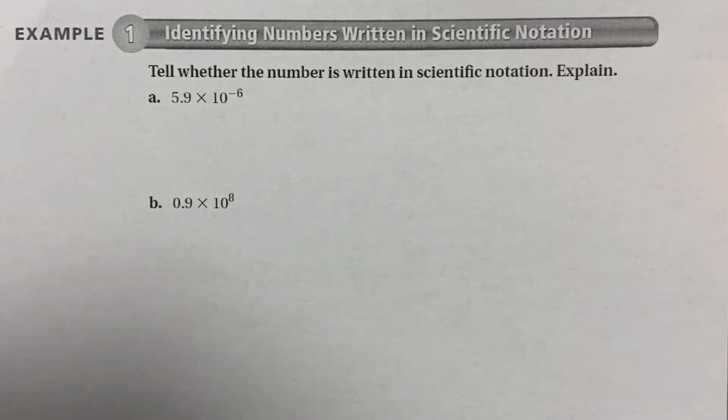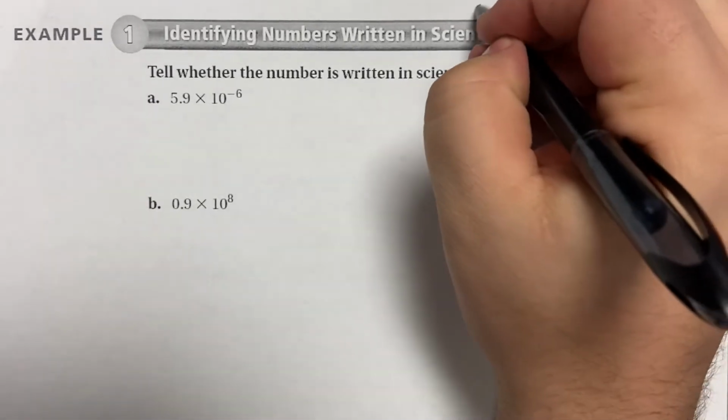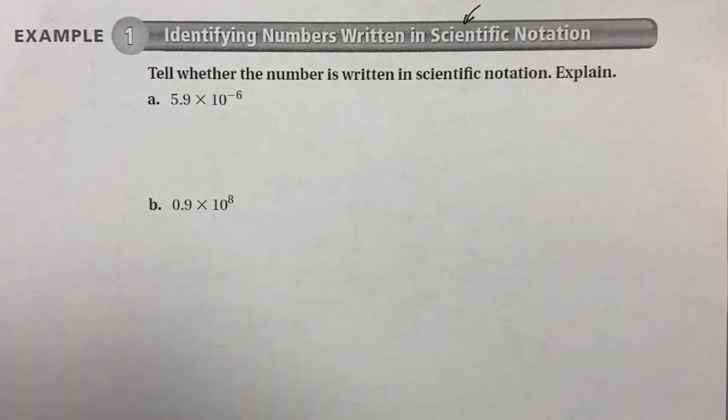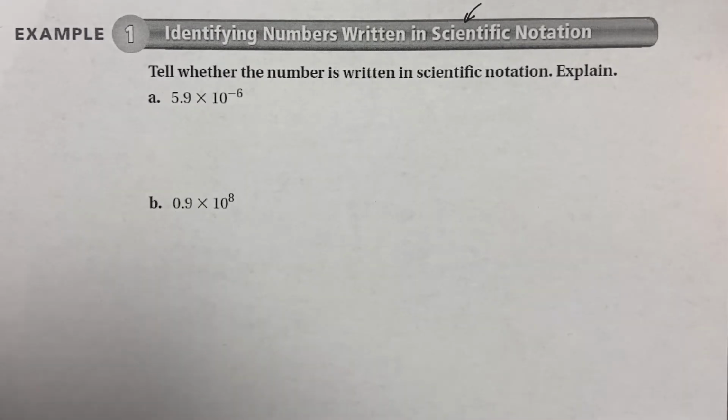Today we're talking about identifying numbers written in scientific notation. So let's get right to it. First thing I want to say is the key here is this word scientific. You're going to be using this more in science classes because there you're going to deal with really big numbers, like the distance the Earth is in miles from the sun, or how far away Jupiter is from Mercury. These are really big numbers.